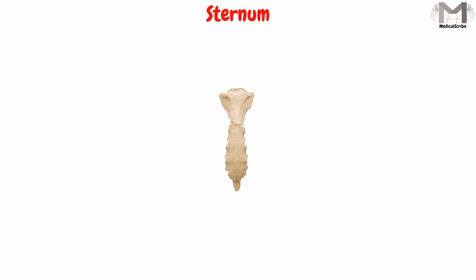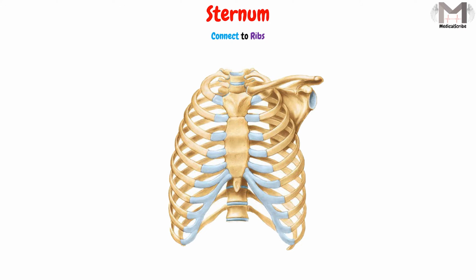Well, the sternum connects to the ribs by thin bands of cartilage called the costal cartilages. That means the sternum is connected with the ribs by a cartilage called the costal cartilages. And that's enough for the sternum. Let's now talk about the ribs to integrate with what we said previously.